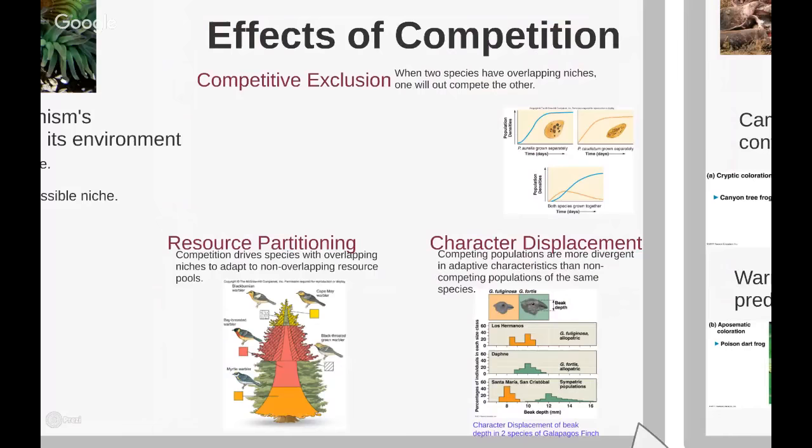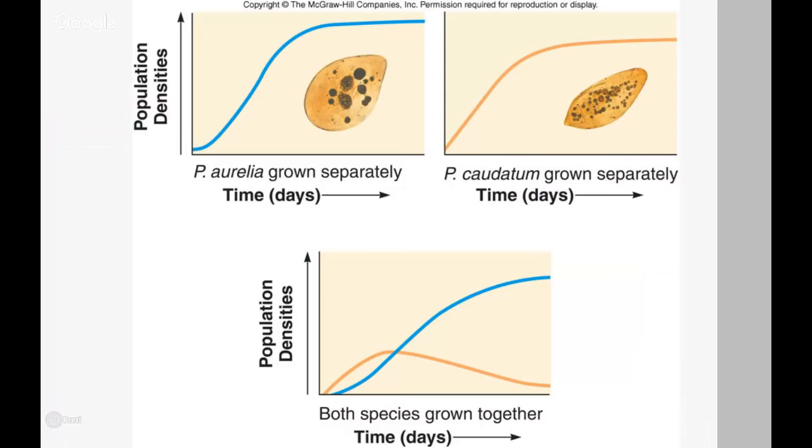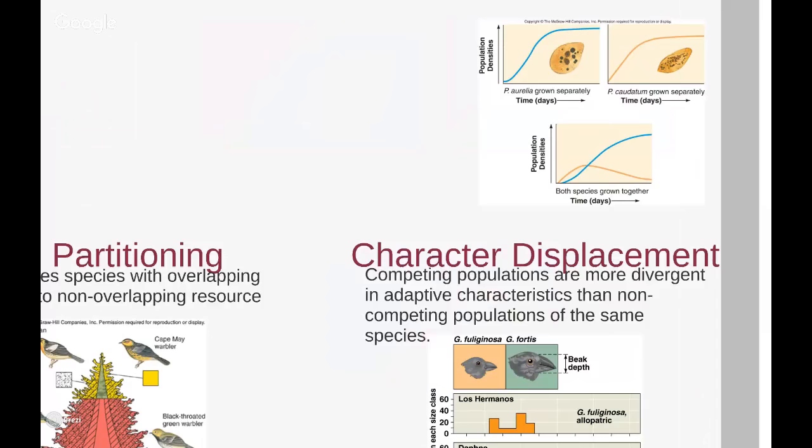Other effects of competition include what's called competitive exclusion. I think this is the easiest one to understand. When two species have overlapping niches, one will outcompete the other. So here we have examples of two different Paramecia. They both occupy the same niche. However, they both can't exist in that same niche, so the better competitor will outcompete the other and exclude the other when grown together. Again, I think that's the easiest one to understand.